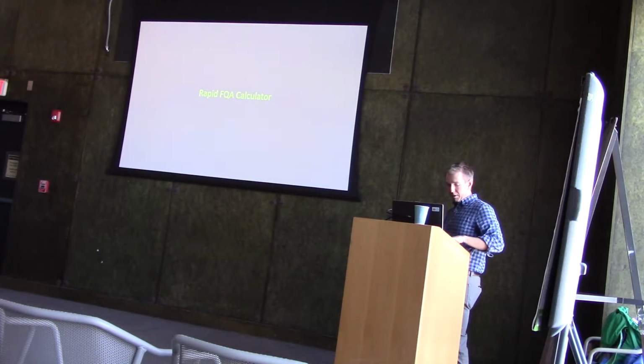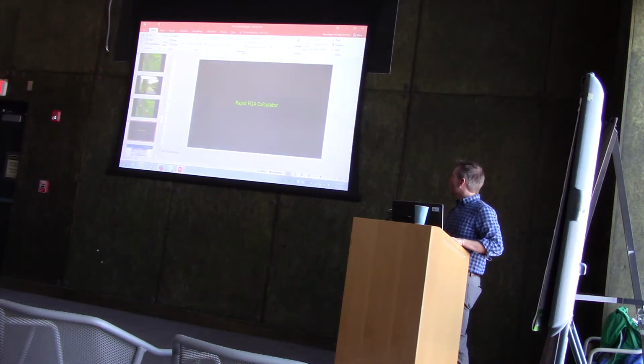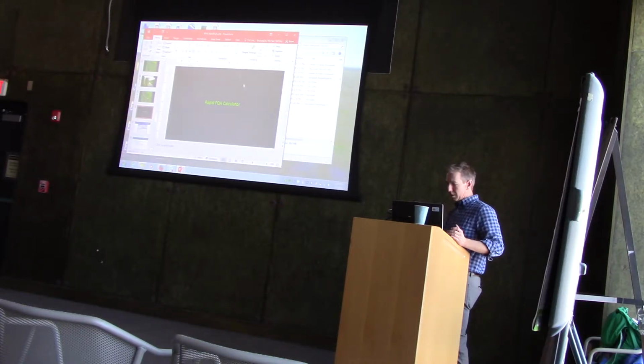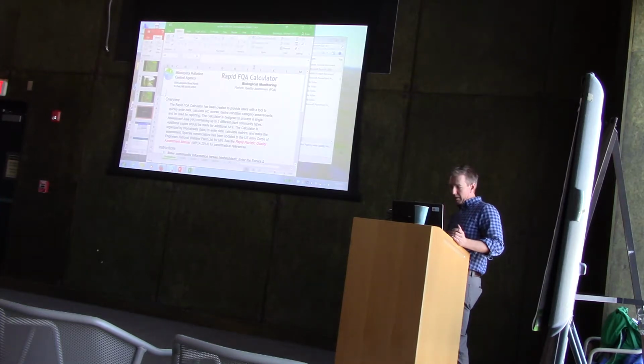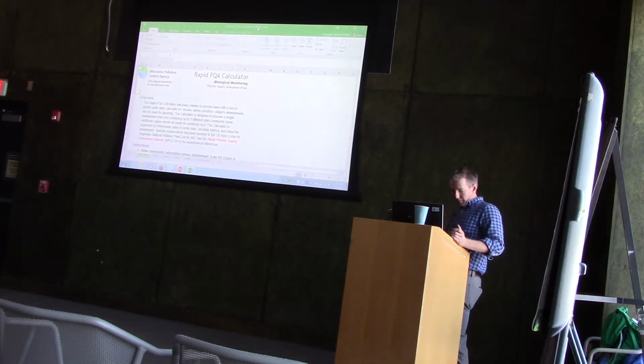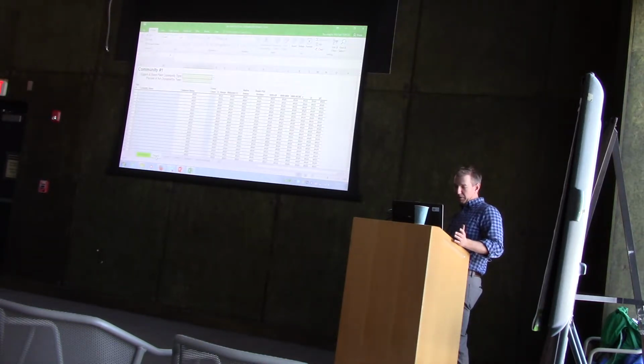All right, the Rapid FQA calculator. Not only have we created a manual for this, we've also created an Excel spreadsheet that you can enter data in. It's on that website. I just downloaded a copy here, so let's do this copy real quick. So here are some instructions. It only carries up to 3 communities.